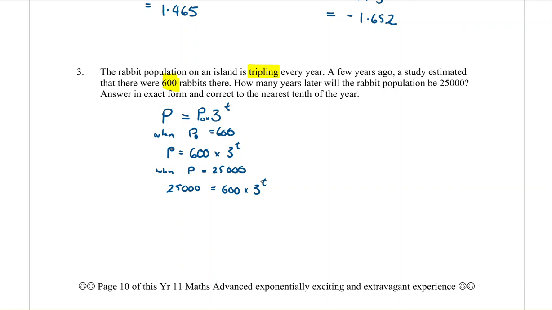Okay, get rid of the 600. So divide 600 across to the other side. You get 125 over 3. It doesn't go perfectly, but often questions don't go nicely.